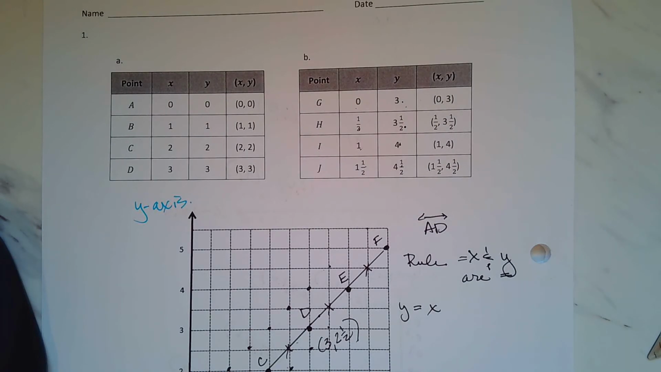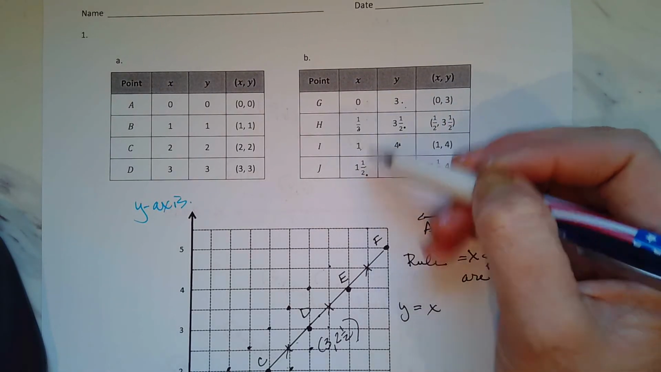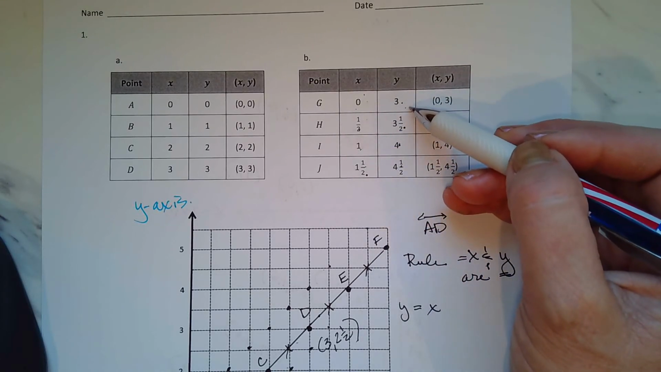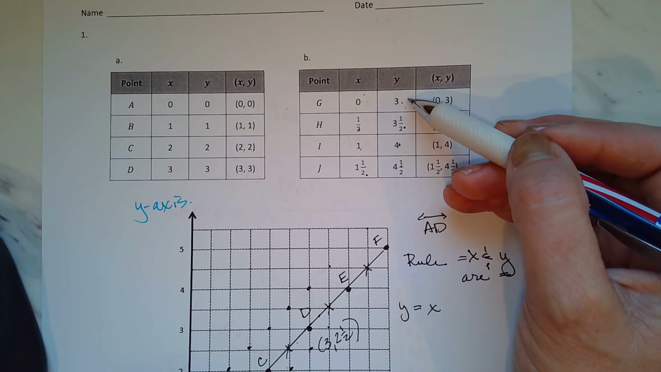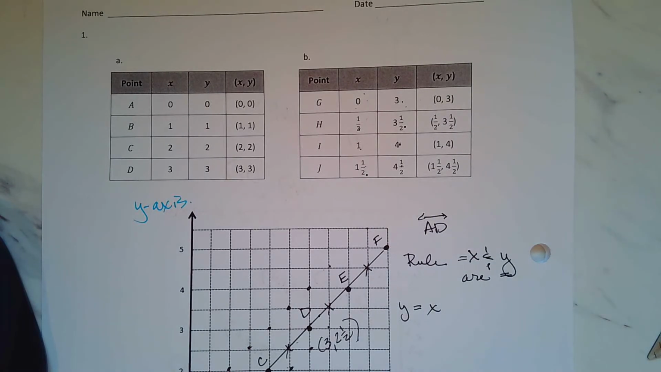So the x and y aren't equal this time. The y coordinate is always more than the x coordinate. The x coordinate is increasing by 1/2, correct? 0, 1/2, 1, 1.5. And then the y coordinate is increasing. It starts at 3, 3.5, 4, 4.5. It also is increasing by 1/2. So the y coordinate is always 3 more than the x coordinate.